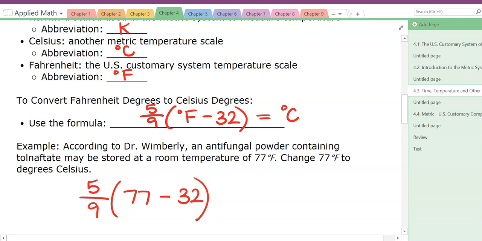So you might want to subtract first, take the 77 minus the 32 to get you started, and then take it times 5/9. You could also subtract first, multiply by 5, and then divide by 9. I want you guys to do that and tell me what this would be in Celsius. Should come out as a whole number, no decimal. What do you guys get? Good, 25. And then we would say degrees Celsius.